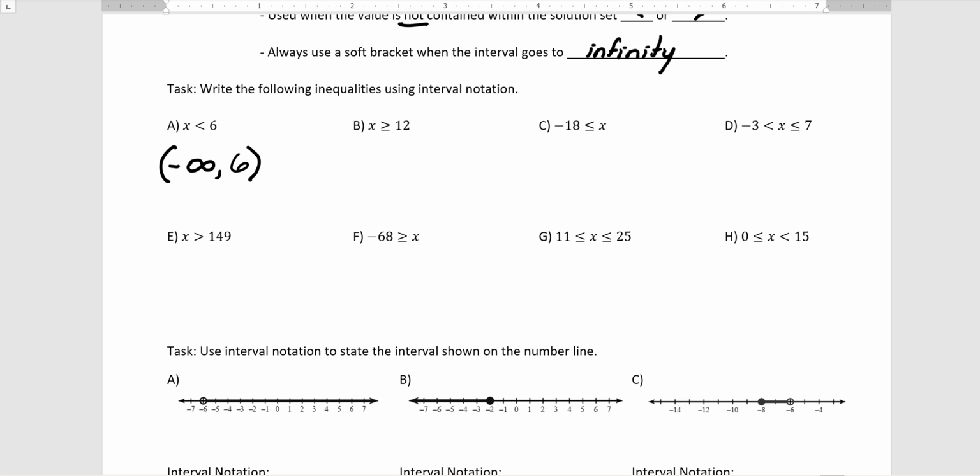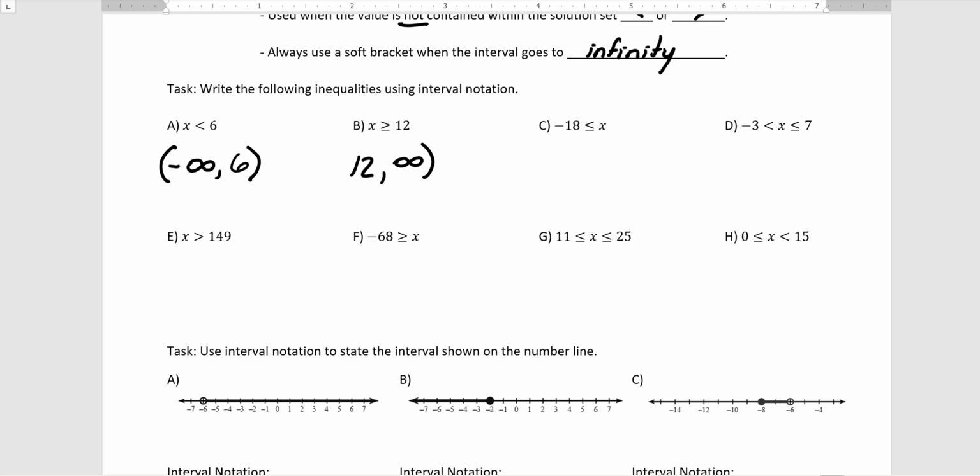X is greater than or equal to 12. So the first question I ask, well, what's the smallest value x could be? If x has to be greater than or equal to 12, the smallest value it could be is 12. All right. What's the largest value it could be? Well, if it's greater than or equal to, it'll continue going in that positive direction forever and ever, all the way to infinity. So what brackets do I use?